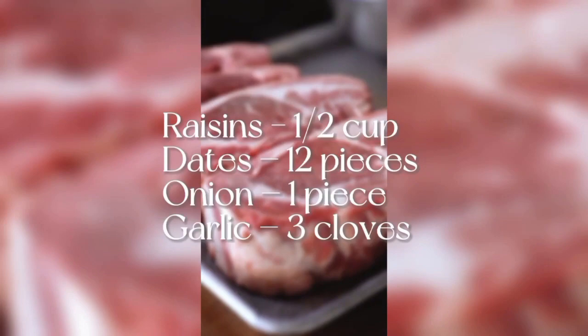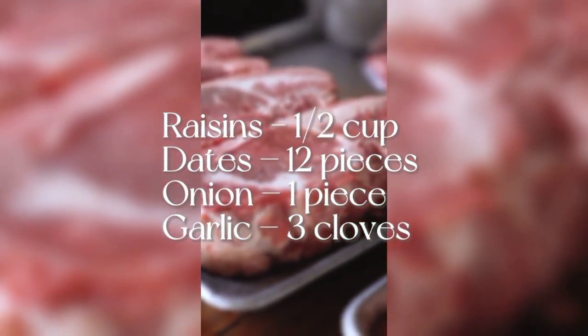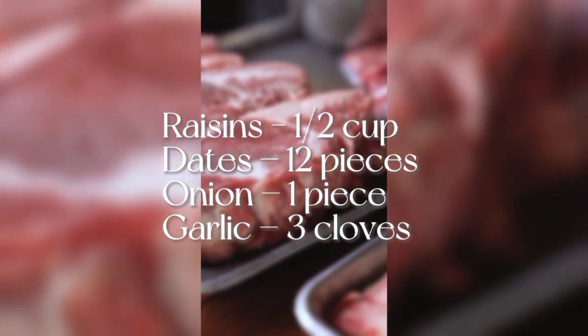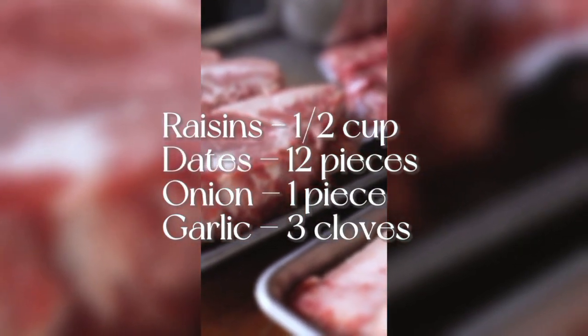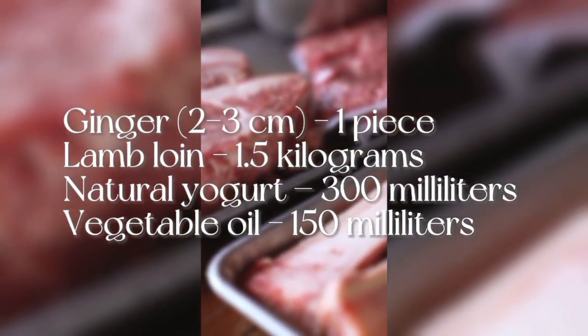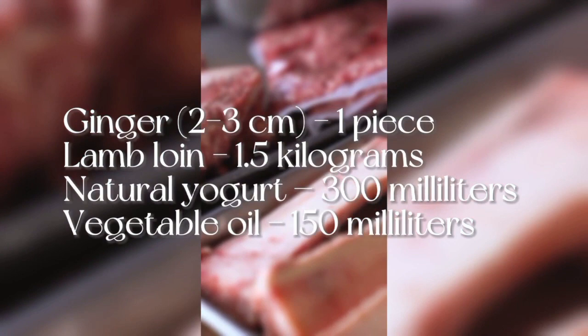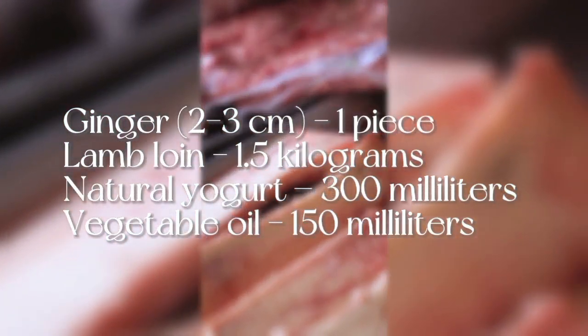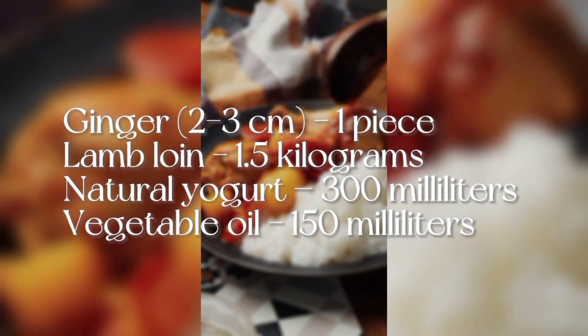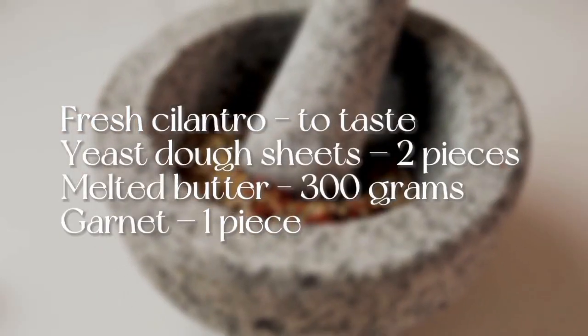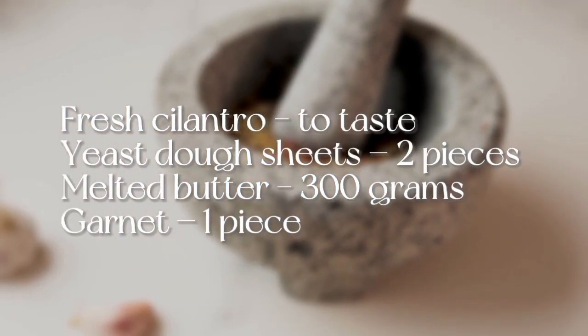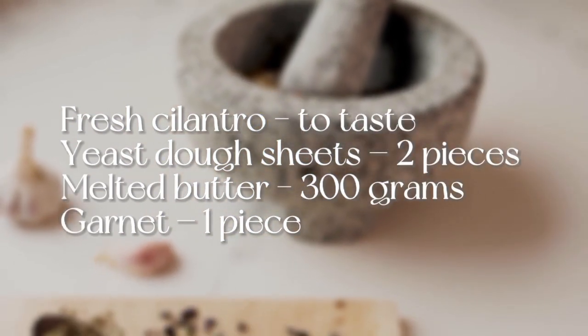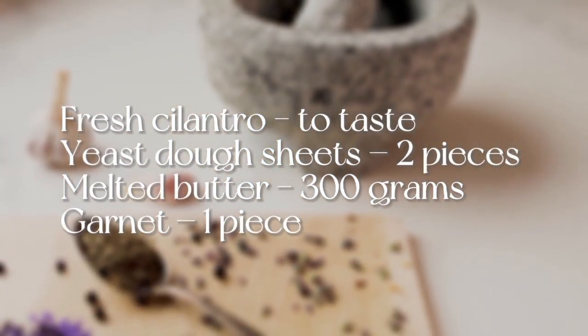1 pinch, raisins 1/2 cup, dates 12 pieces, onion 1 piece, garlic 3 cloves, ginger 2 to 3 centimeters 1 piece, lamb loin 1.5 kilograms, natural yogurt 300 milliliters, vegetable oil 150 milliliters, fresh cilantro to taste, yeast dough sheets 2 pieces, melted butter 300 grams, pomegranate 1 piece.